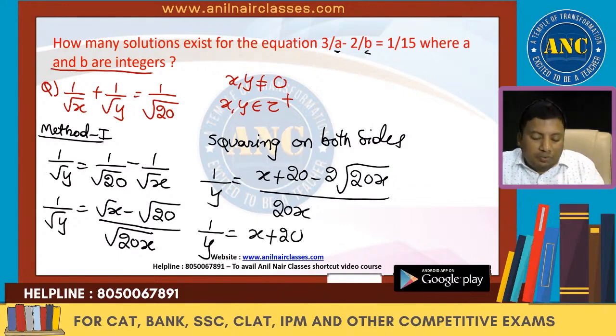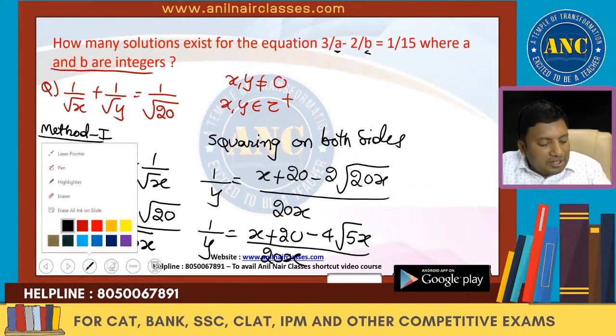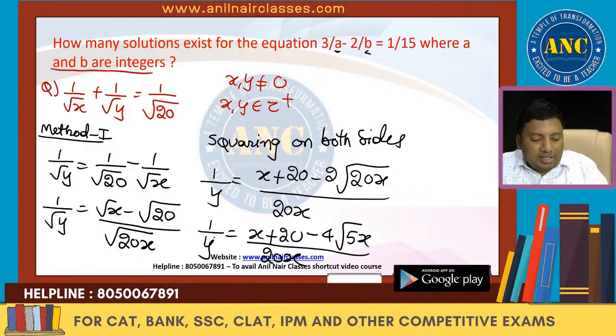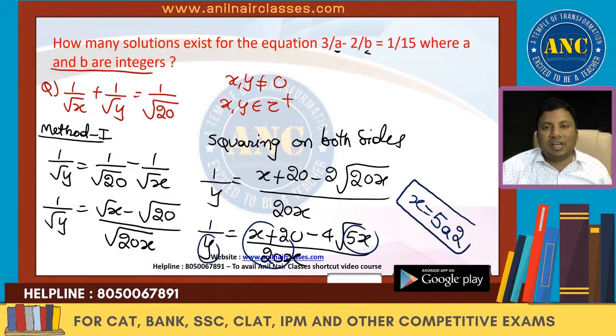20 is 4 into 5, so root 4 is 2. So 4 root of 5x divided by 20x. Now see here. This should be an integer. If it is an integer, one 5 is under the root, so another 5 should be there and it should be a square. X is nothing but 5a square.